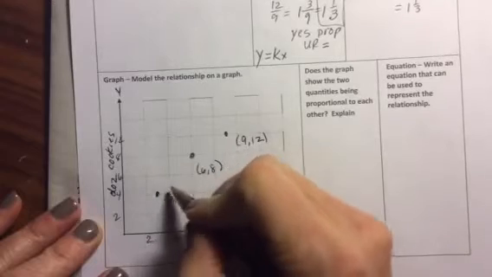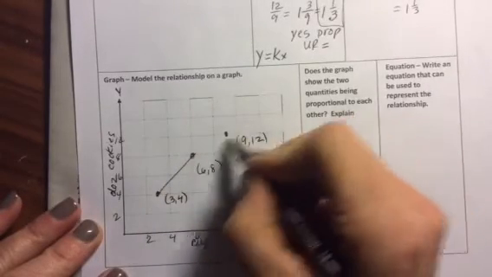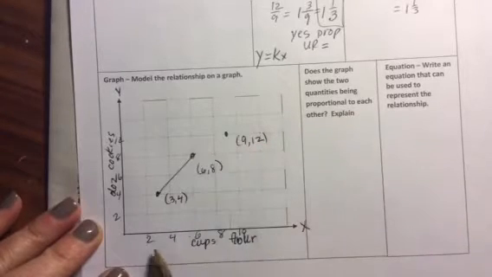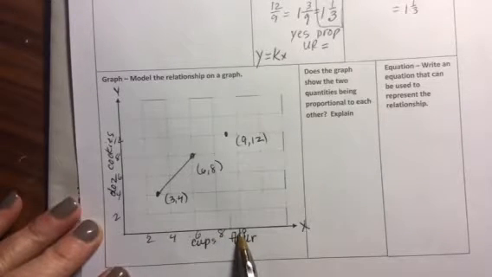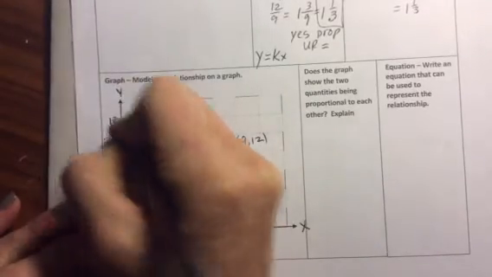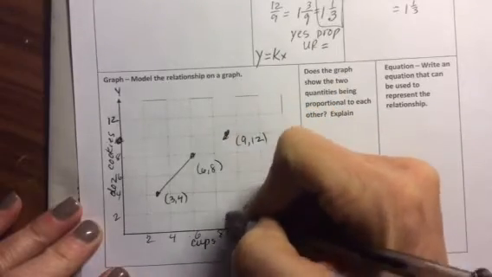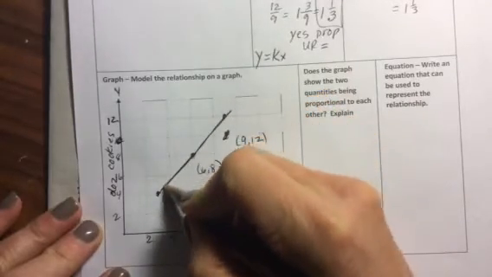We could connect the dots, and when we do that, I think I grabbed something wrong. 2, 4, 6, 8, 10. That's supposed to be a 10, and there's my 12. Sorry about that. So forget that one. 9, 12 would be right here. Yep, that looks a lot better. So we can connect the dots.